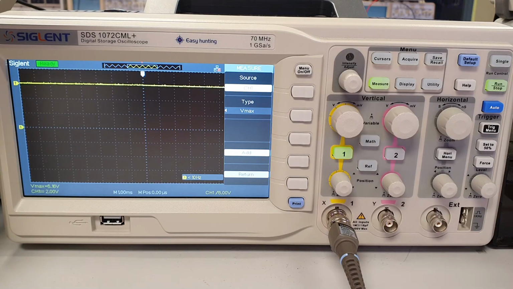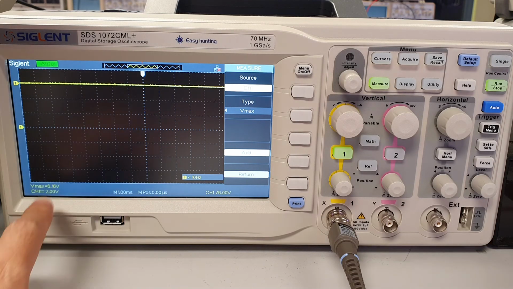The measured DC voltage is displayed here, which also gives around 6 volts, the same value we get when we do it manually.